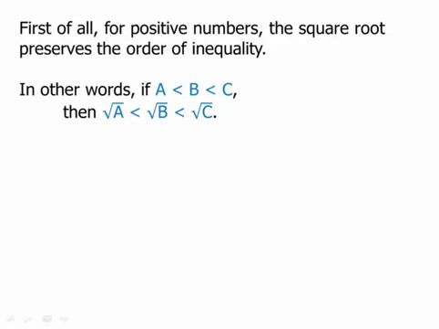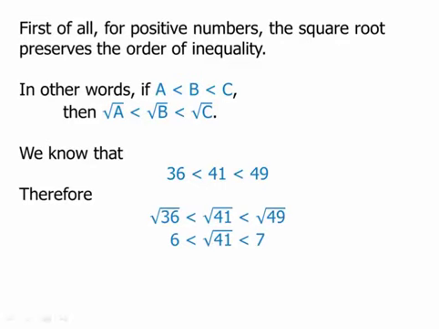So we know that 41 is greater than 36 and less than 49. It's between those two numbers. So we can just simply take a square root of all three of those. And of course, the square root of 36 and the square root of 49 we can simplify. So this tells us that the square root of 41, whatever it is, has to be a decimal between 6 and 7. So again, the test is not going to expect you to know the exact value. It is going to expect you to be able to figure out that the square root of 41 is a decimal between 6 and 7.